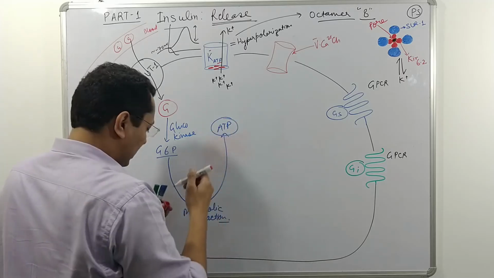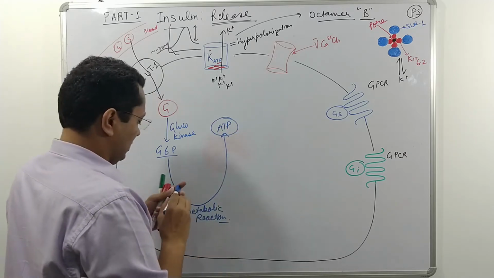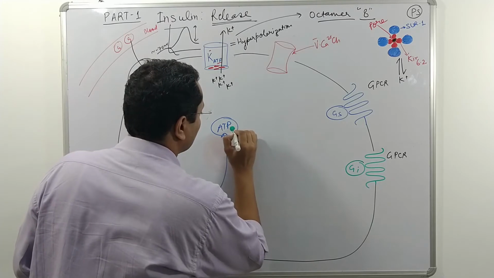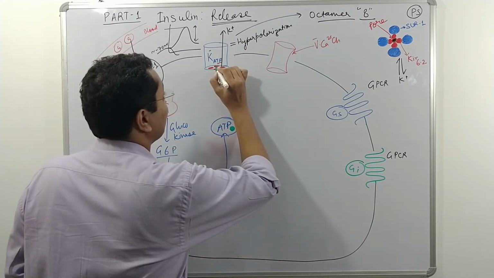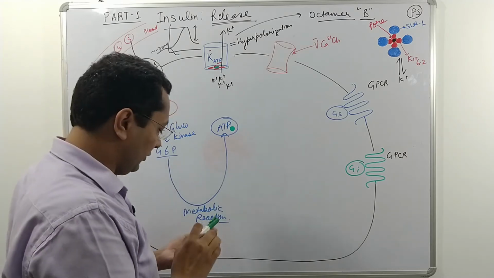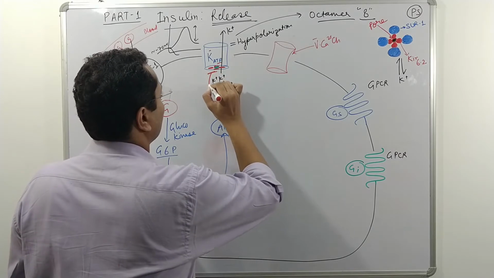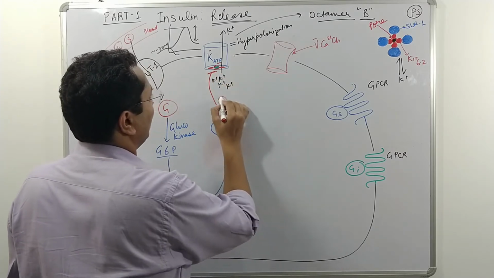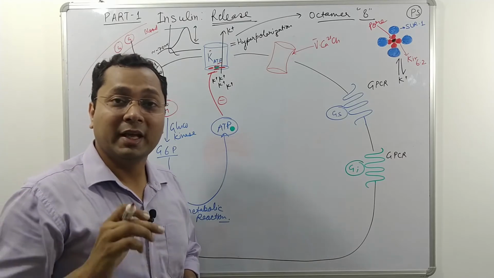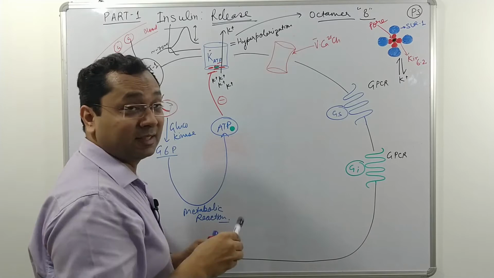This ATP comes and blocks. For example, now I am drawing this ATP in green. So now this is ATP. This ATP will come and block this channel, and as a result there will be inhibition of this channel. This ATP sensitive potassium channel will be inhibited. As a result, there will be accumulation of potassium inside the cell.